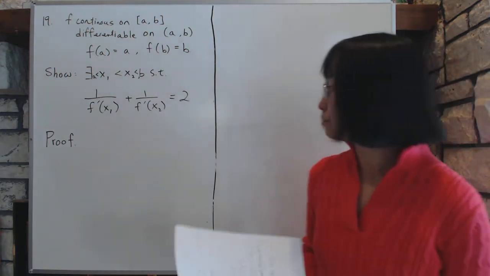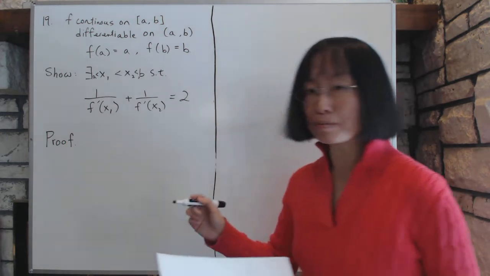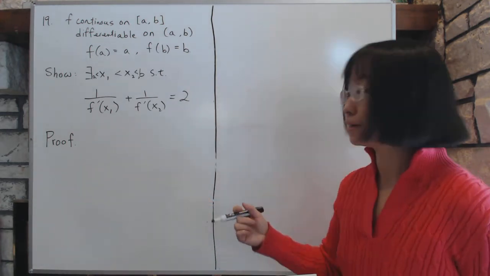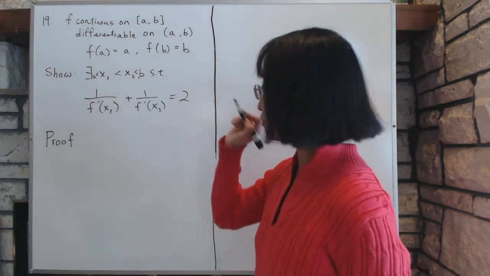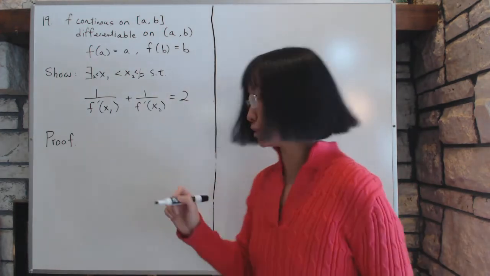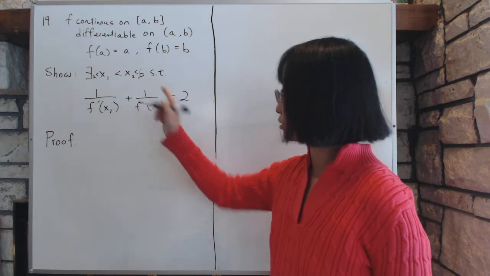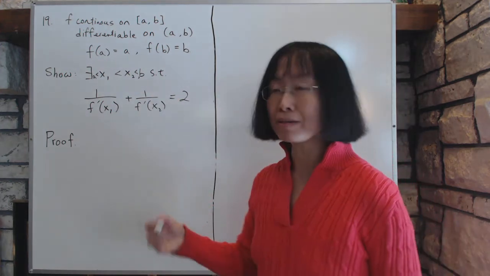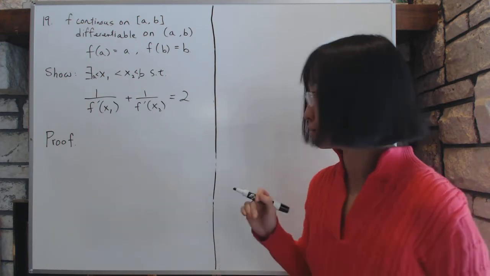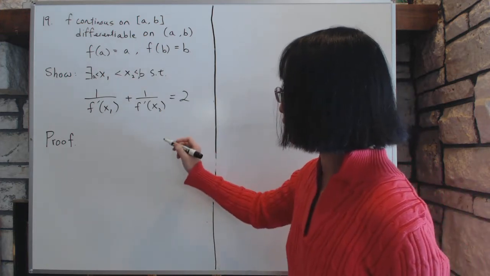Now, to prove this, we will use both the intermediate value theorem and the mean value theorem. Plus, we'll also use a specific trick. Otherwise, if you look at this and there are two points, you're wondering how you would come up with two points, because the intermediate value theorem is talking about one point only. So you're going to pull a trick like this.